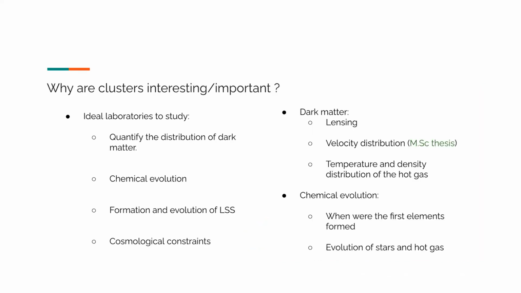And so why are these important or interesting? They are ideal laboratories to quantify the distribution of dark matter in galaxies. So the plot I showed of the velocity field, the way you model the dark matter, can actually tell you how much dark matter there is in your galaxy, even without having to observe the dark matter with a telescope. But I can tell you that once you model the dark matter successfully, the dark matter profile, then you can sort of try and quantify the distribution of dark matter.